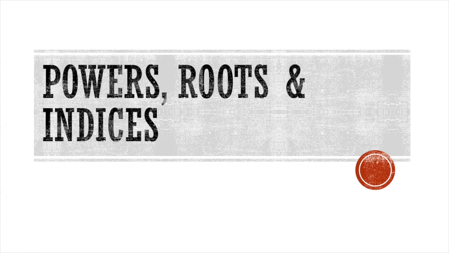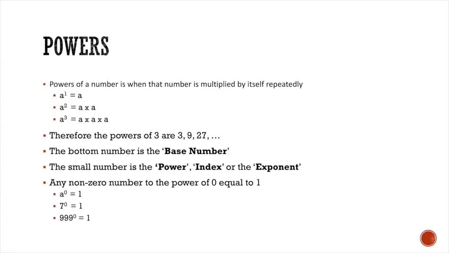Today we are discussing powers, roots and indices as well as the standard form. Powers. Powers of a number is when that number is multiplied by itself repeatedly. You see here, a to the power 1 means a multiplied once. A to the power 2, a multiplied 2 times. A to the power 3, a multiplied 3 times.